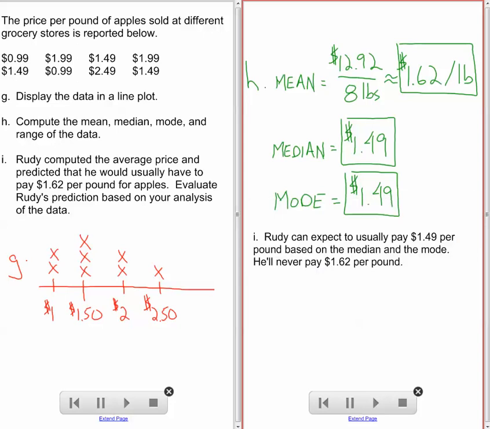Okay. So, there's an intro to mean, median, and mode. Hopefully you've had them before, and we'll do more with them in coming lessons, and also some rates and averages problems. All right. Come in tomorrow with your questions and have a great night.